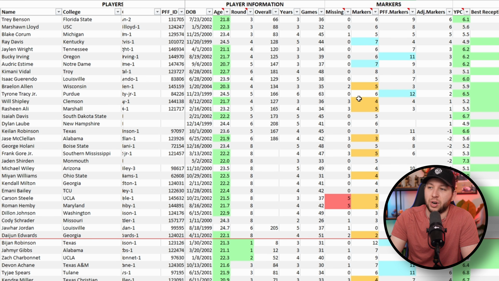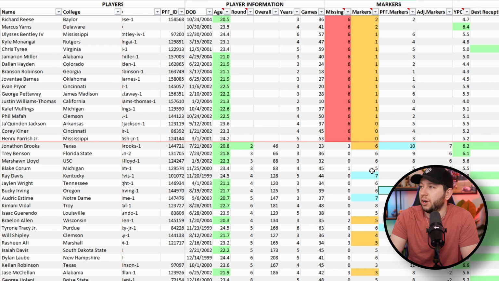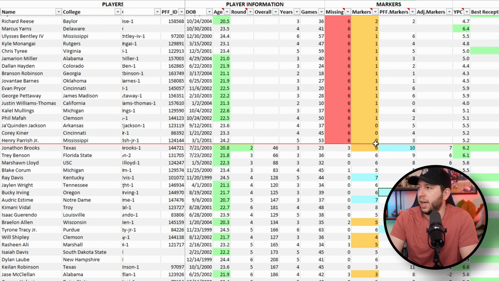And then you end up drafting somebody like Kamani Vidal or somebody like that, or Dylan Laube or Isaiah Davis or whoever. And you instead then go after a Tyrone Tracy or a Bucky Irving or a Ramondre Stevenson or somebody like that. Seems to be better. So that is the marker system in and of itself and how I utilize them.